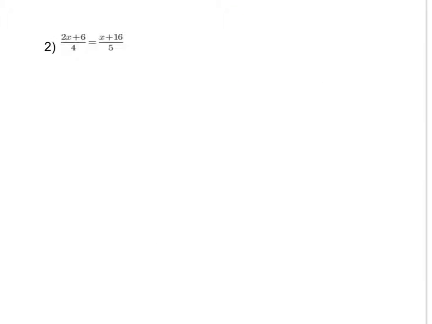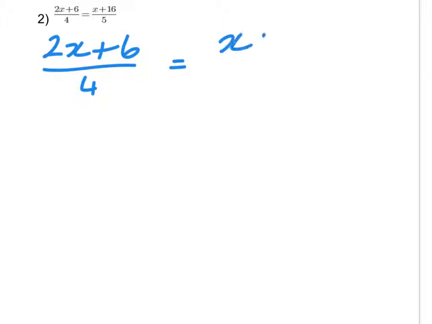Okay, this case here. There's a couple of different ways to look at this. Firstly, I think you see that the left-hand side is being divided by 4 and the right-hand side is being divided by 5. Okay, let's write it out. So you have 2x plus 6 over 4 equals x plus 16 over 5.